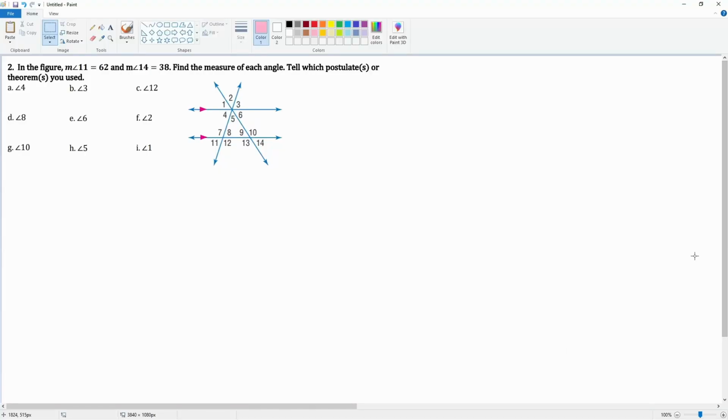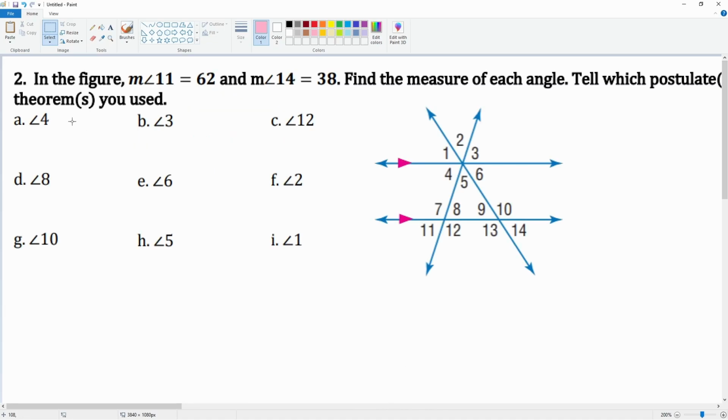Number two, in this figure, we know that angle 11 is 62 degrees and angle 14 is 38. You're going to find all the measures in the angle, then tell what postulate or theorem that you use. So the first thing that we do is we should label what angle 11 is and what angle 14 is. Angle 11 is right here, so let's write 62 degrees. And then we have 14, we take out 14 here, and we can also write 38 degrees. Okay, you can find it in any order that you want.